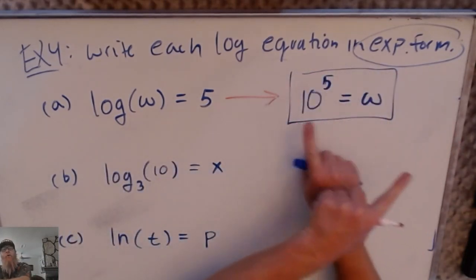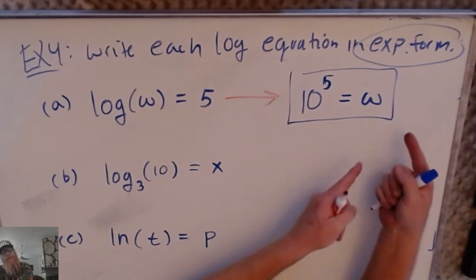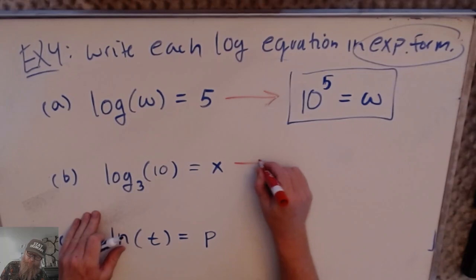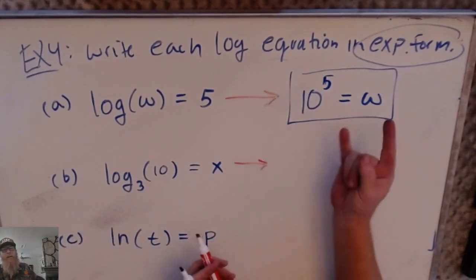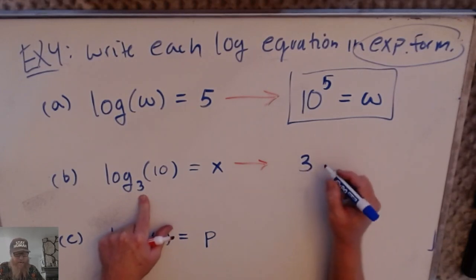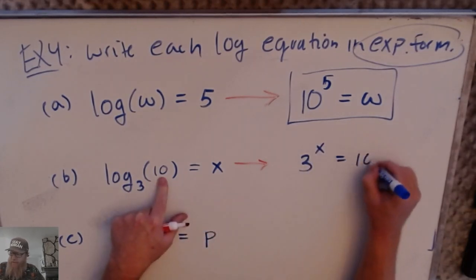I don't care what order this final answer is in. So if you put the w on the left and the 10 on the right, it would still be correct. Obviously, it's an equality. It doesn't matter which way you write it. All right, base is 3. Exponent is x. Argument is 10.